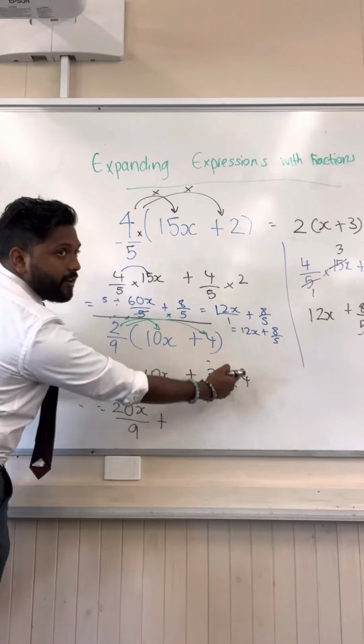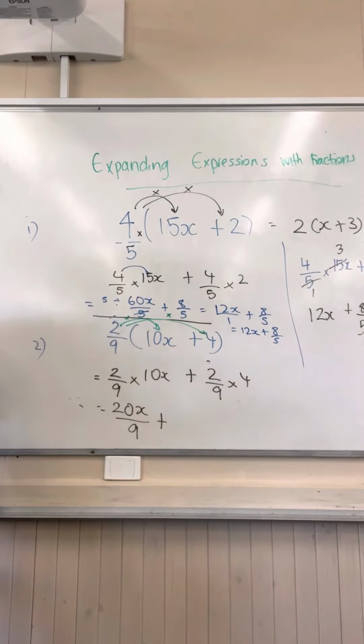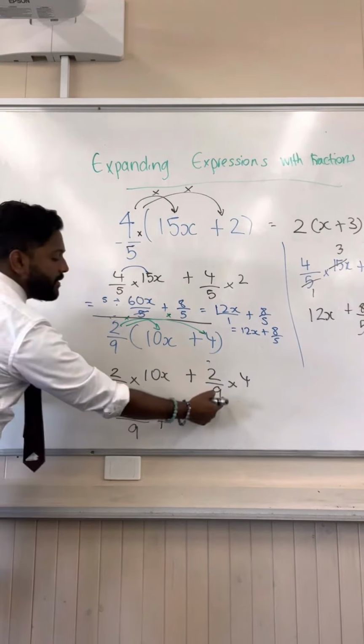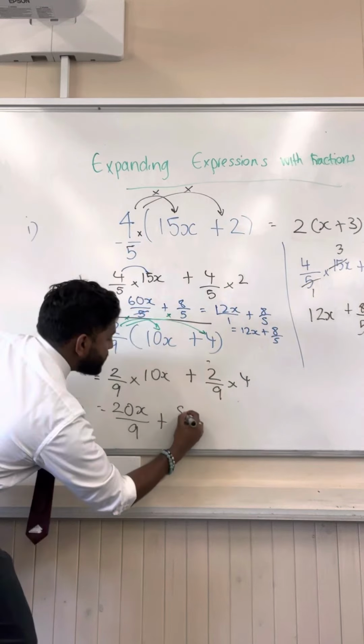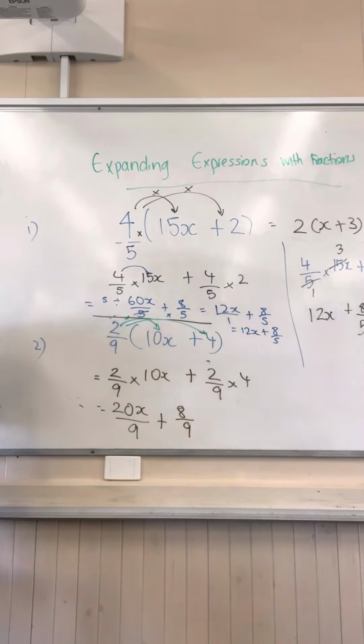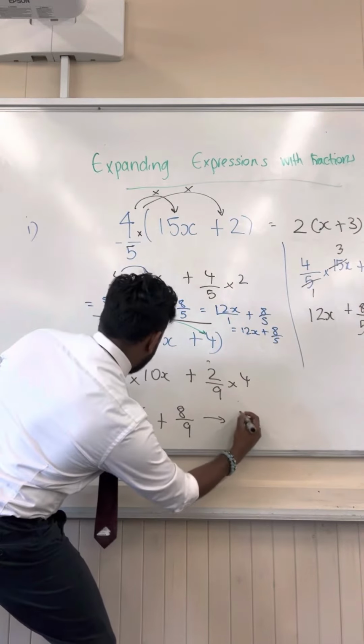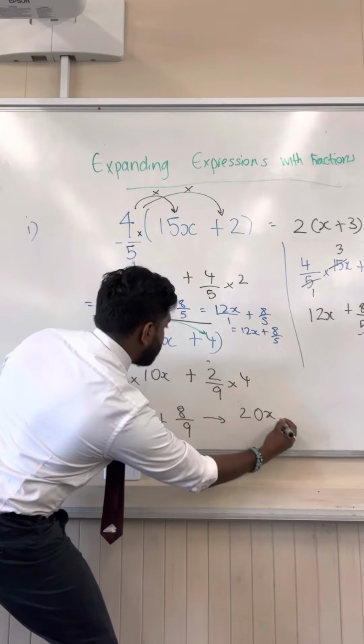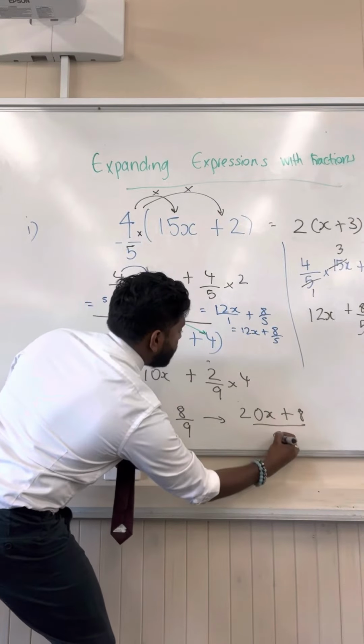Does this have anything in common, the 4 and the 9? No. So it's going to be 2 times 4 is 8 over 9. Can you simplify that even more? Can you put them all under the same denominator? Yes. You can write that out like this, 20x plus 8 over 9.